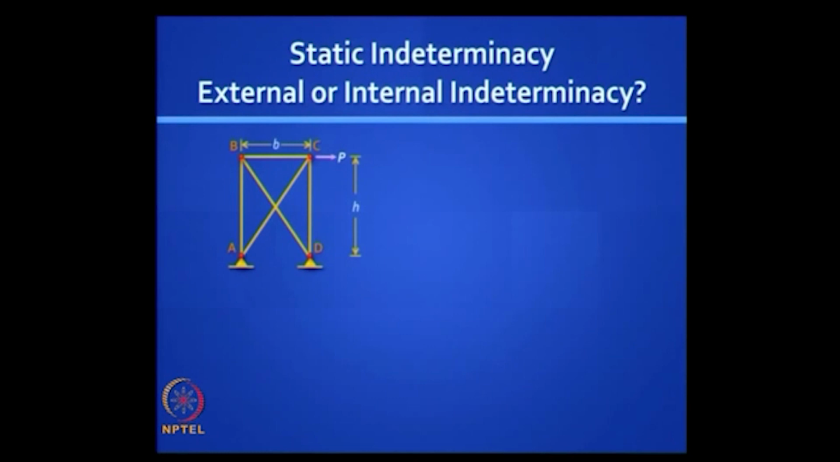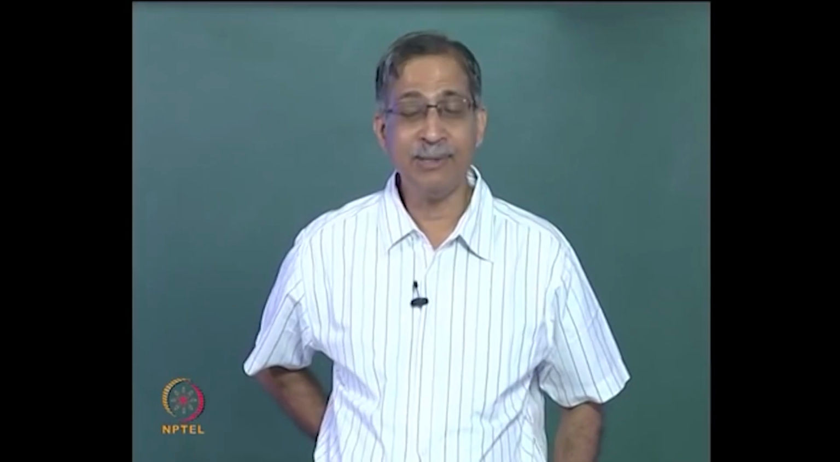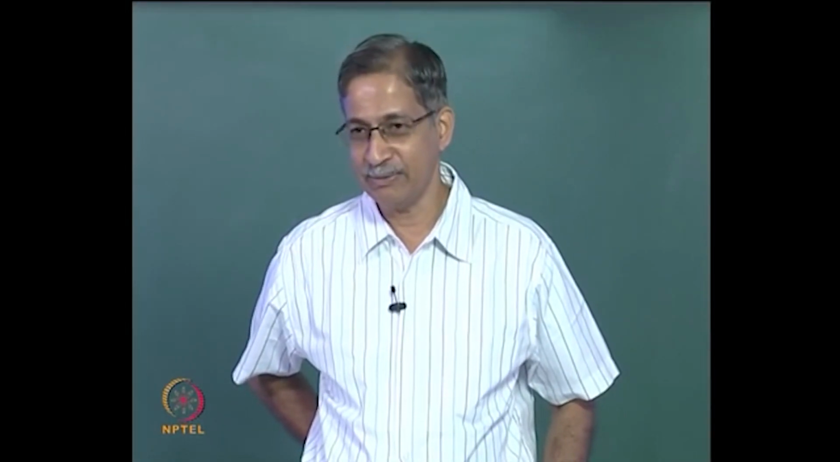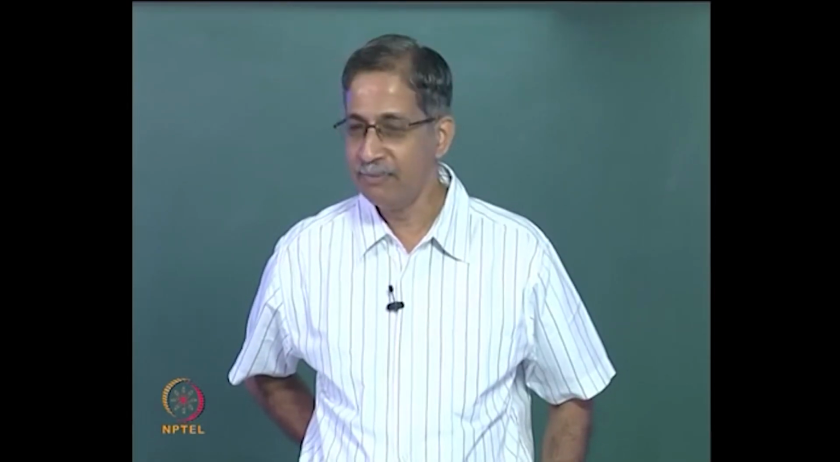Look carefully. 1 sir. It's 1. Okay, it's 1. It looks deceptive, it's 1. Okay. Would you describe this as, and you can use the m plus r greater than 2j equation. For example, what is m? How many members are there? 5. How many support reactions are there?